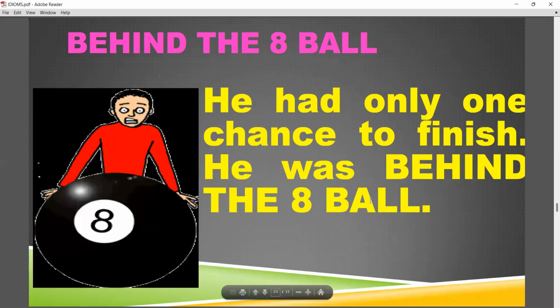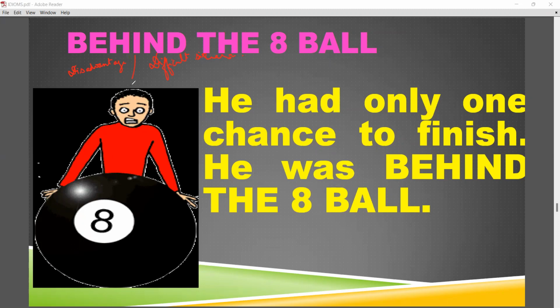Behind the 8 ball. So why behind the 8 ball? He had only one chance to finish. He was behind the 8 ball. So you can say behind the 8 ball means at a disadvantage or in a difficult situation, or in a worse situation than other people.